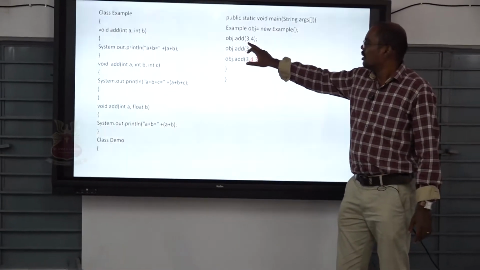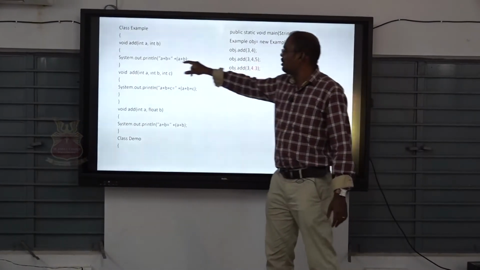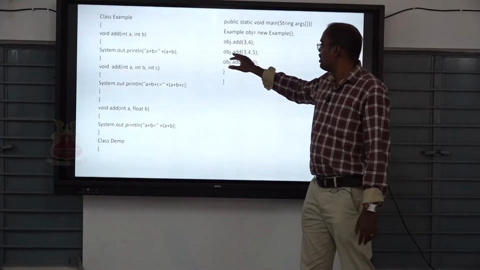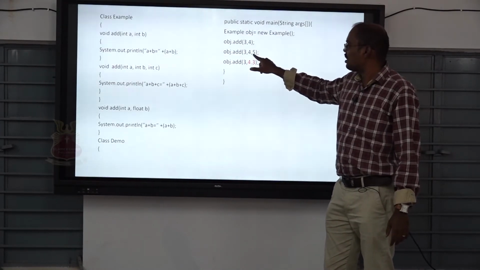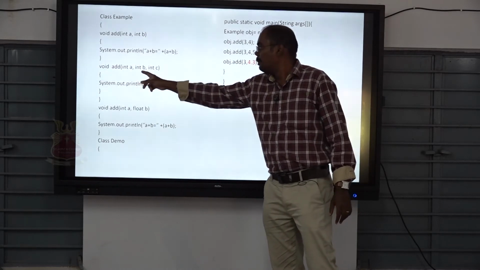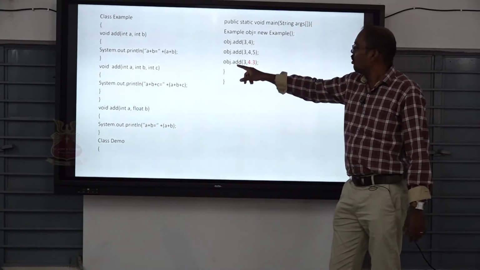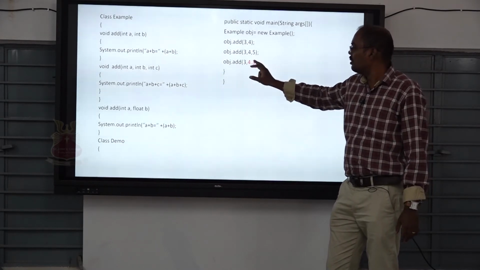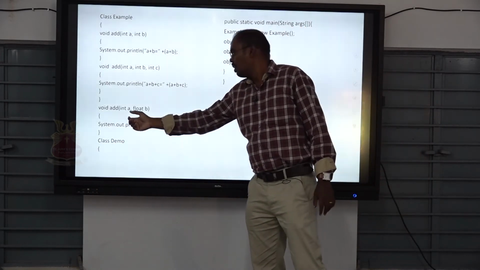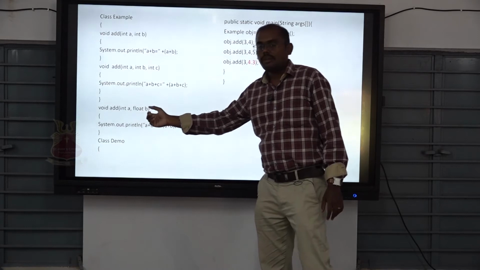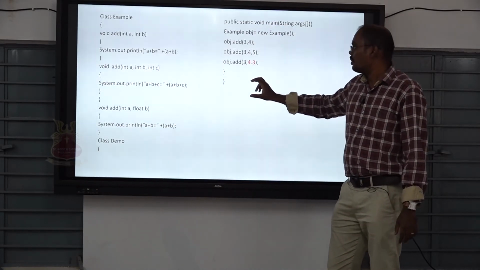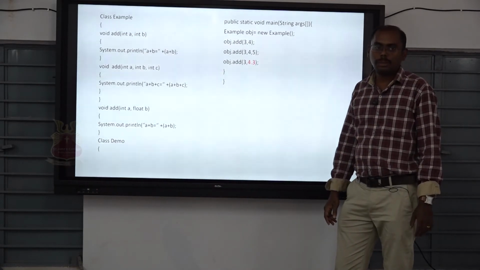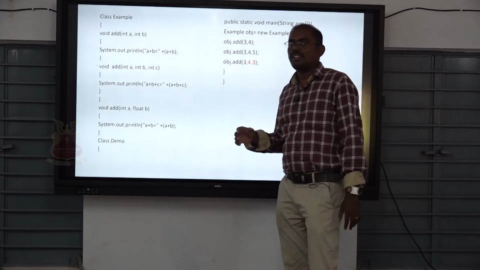Object.add(3, 4) will call the first function, int a and int b. Object.add(3, 4, 5) will call the second method, int a, int b and int c. Next, object.add(3, 4.3): this one has a float, a decimal point, so it will call the third version, int a and float b. Method overloading implicitly proves the polymorphism concept of Java. Polymorphism concept: one interface, multiple methods.